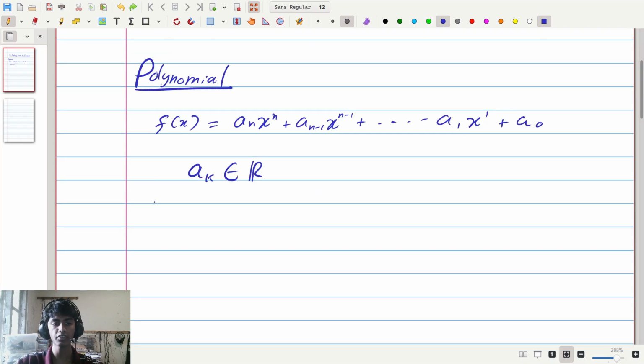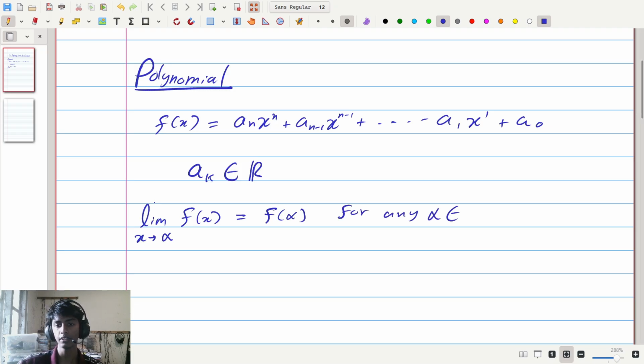In the last video, I said that the limit as x approaches, let's use some variable here, let's say alpha, of f of x, where f of x is a polynomial, is equal to f of alpha for any alpha within the real numbers. What this means is that polynomial functions are so well behaved that they are continuous and well defined everywhere, so we can just substitute the value and that will give us the same value as taking the limit. So as x approaches alpha, f of x is equal to f of alpha.